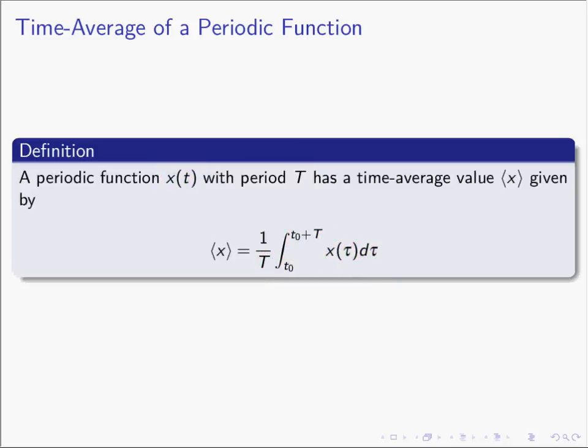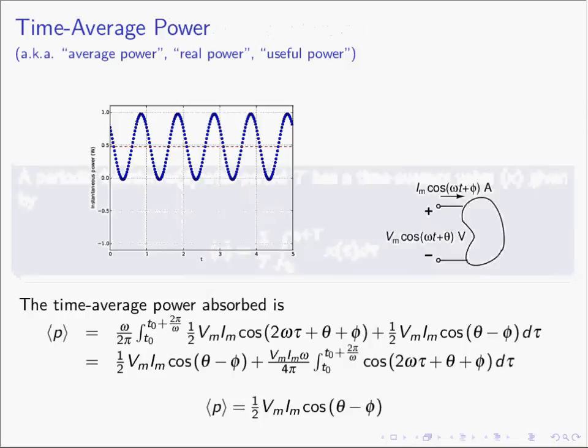So let's take that and apply it to the scenario of instantaneous power. This is going to give us the time average power. We have the same scenario as before. We have our current being directed into the positive terminal of our linear circuit element, and they're all generic. Im cosine omega t plus phi is the current. Vm cosine omega t plus theta is the voltage. And if you plug that into our definition from the previous page on time average power, then we get the result here at the bottom of the page.